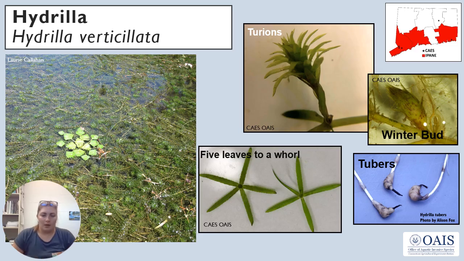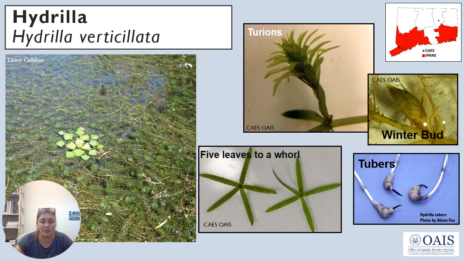Hydrilla. Hydrilla is, some may say, the worst aquatic plant that you could have in a lake. It spreads pretty much any way you could think of. It has tubers, it has turions, it has winter buds and seeds and flowers. It spreads through fragmentation. It does anything it can do to spread.